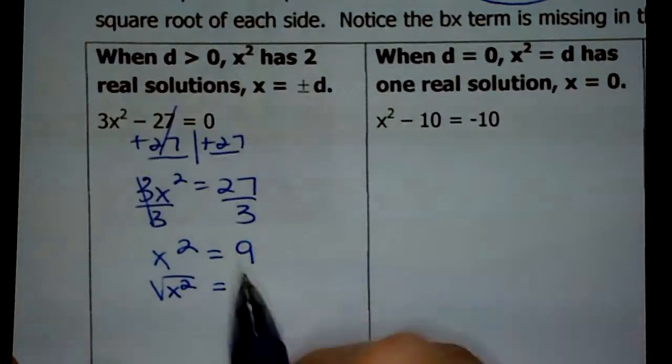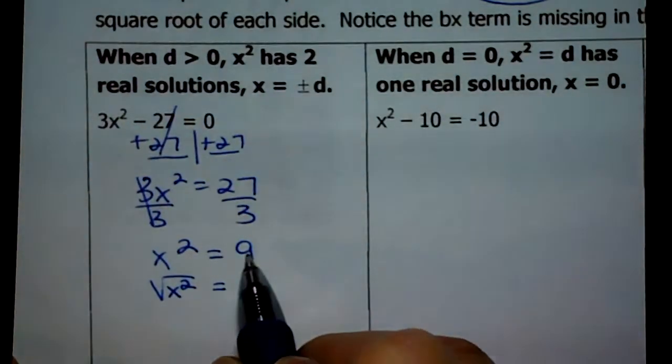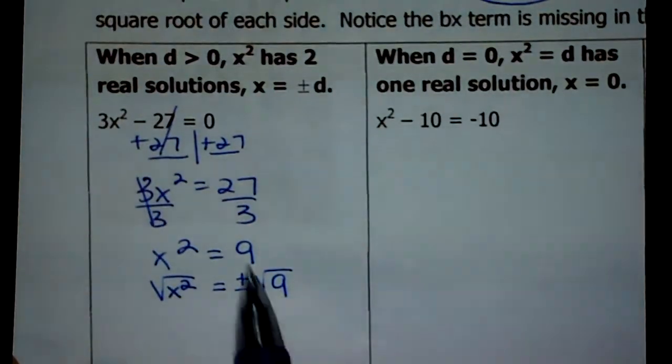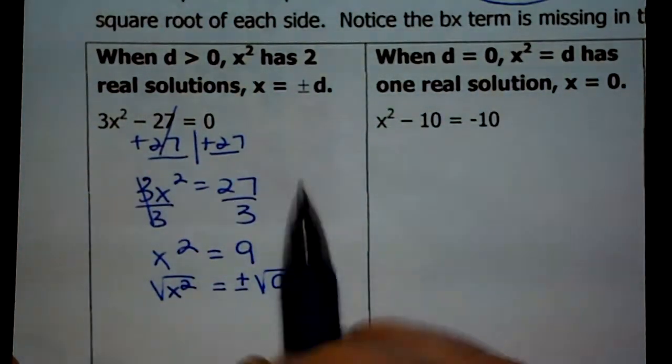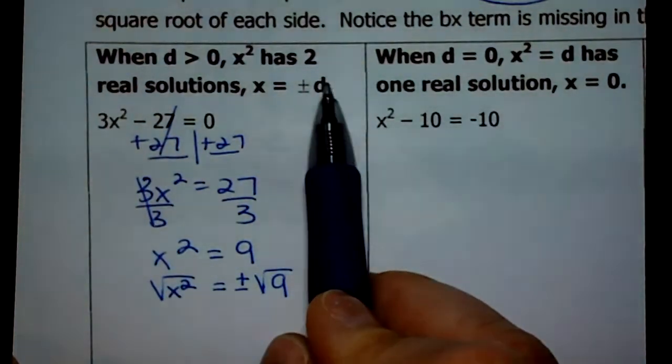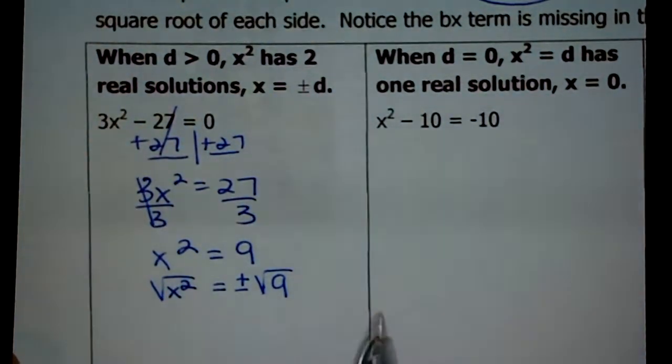Okay, so this is where I have 9, right? But when you have the square root of 9, the square root of 9 can be a positive 3 or a negative 3, can't it? So I'm going to put plus or minus in there. So that's what I mean. I want both versions, the positive and the negative version of whatever the root is.